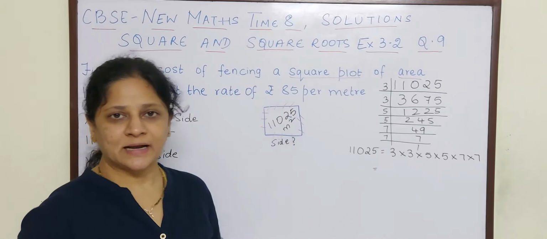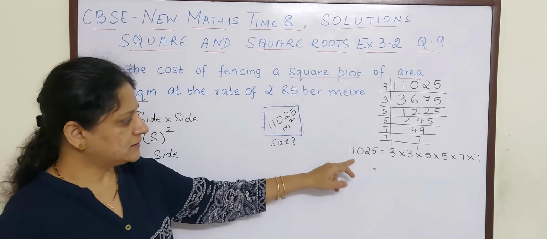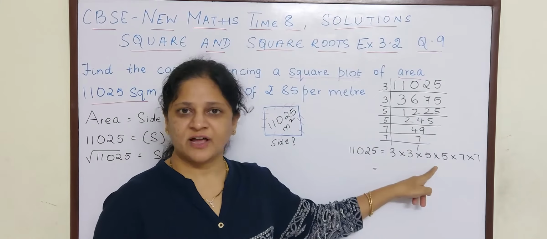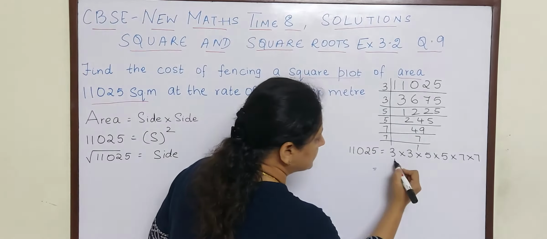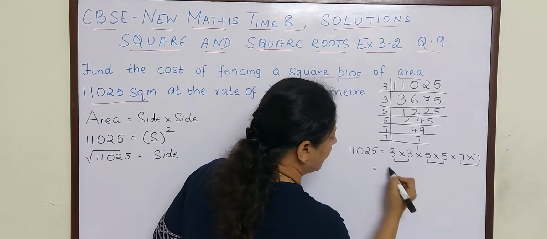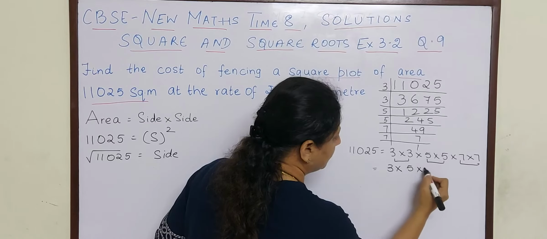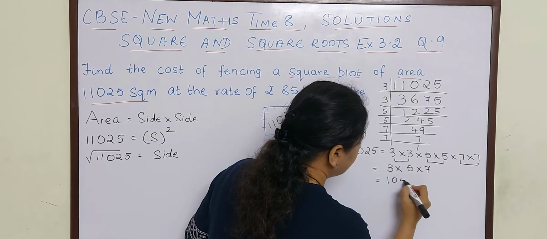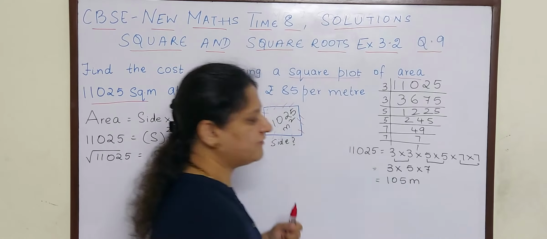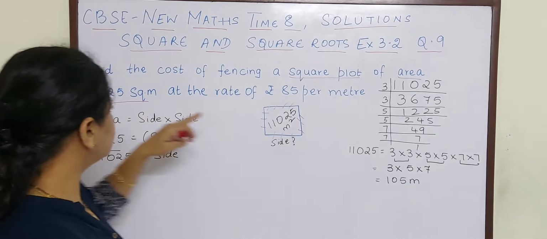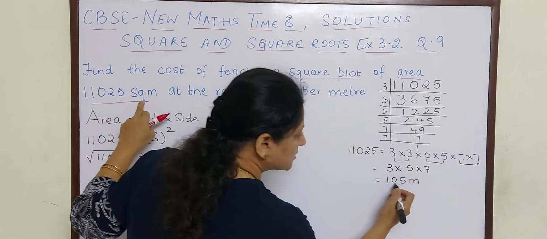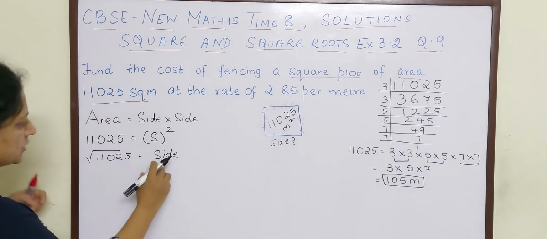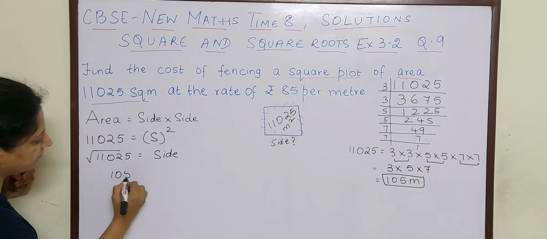So here I have done prime factorization. As you can see, 11,025 is equal to 3 into 3, 5 into 5 and 7 into 7. So let us take them pairs, 3, 5 and 7. So as they have been formed in pairs, that means it is a perfect square. So 3 into 5 into 7 is 105 meter, because area is meter square. So of course the side also will be in meters. So now we have got what is the side of a square. So the side is 105 meter.